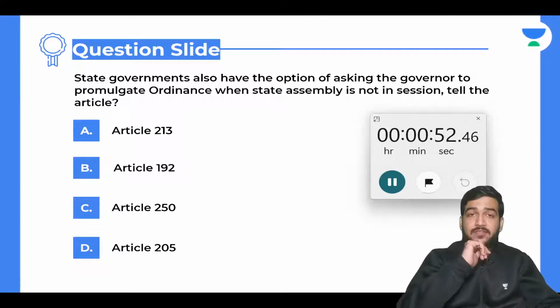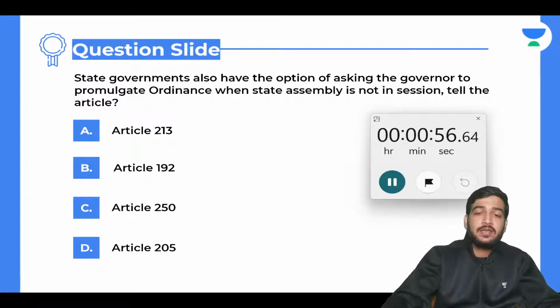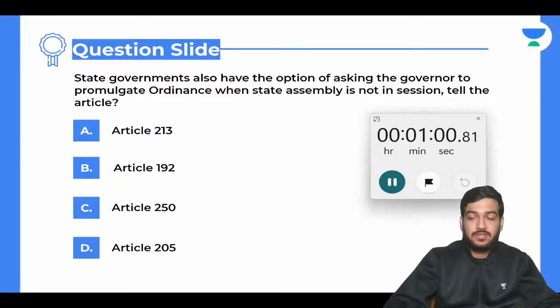This is a very important question from polity point of view. ALET के अंदर this kind of question will definitely be asked in the examination.